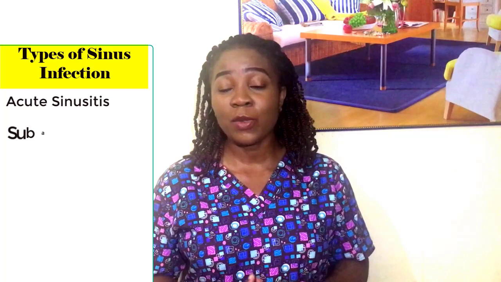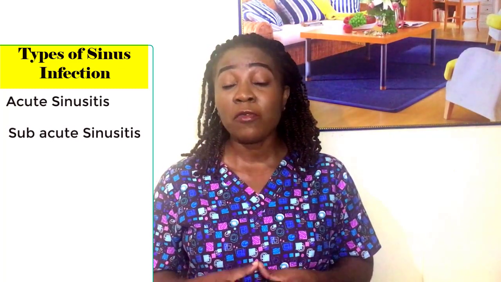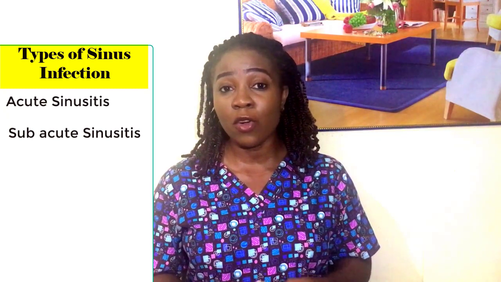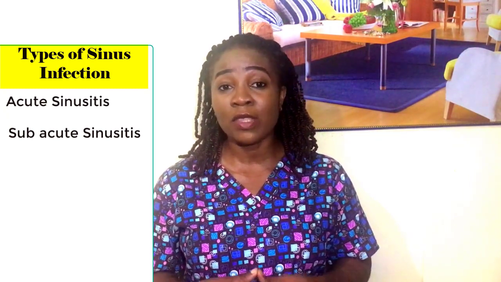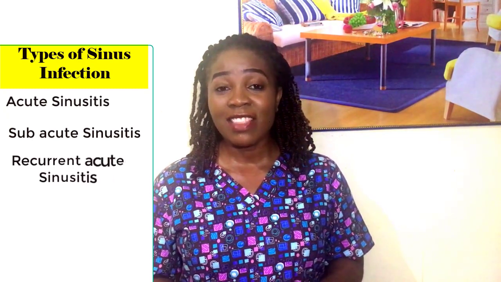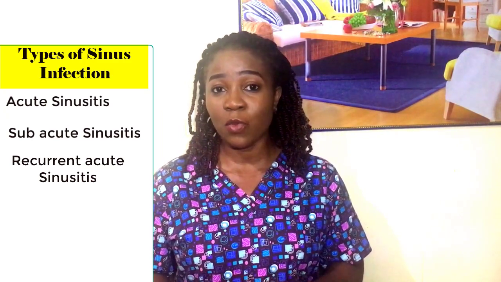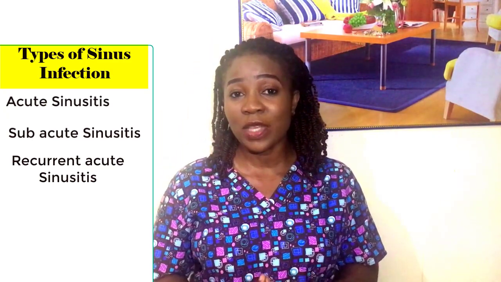Two, subacute sinusitis. These symptoms last for up to 3 months, or 4 to 12 weeks, and it commonly occurs with bacterial infection or seasonal allergies. Three, recurrent acute sinusitis. This term is used when the symptoms come back 4 or more times in 1 year and last less than 2 weeks each.